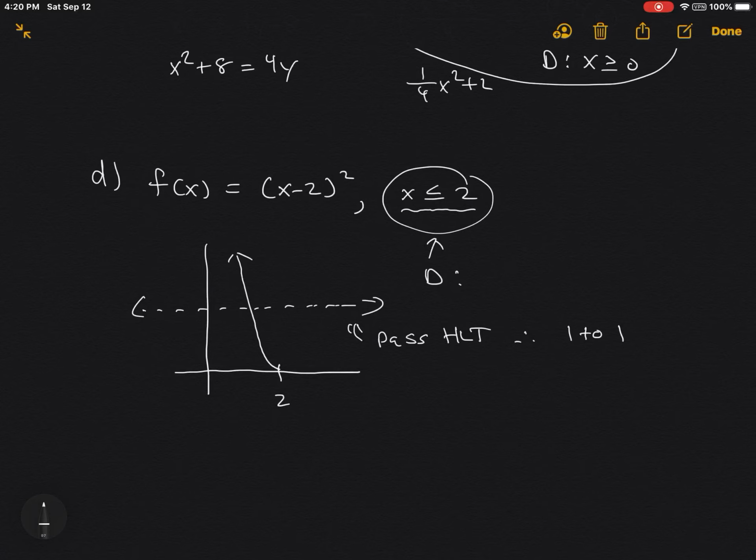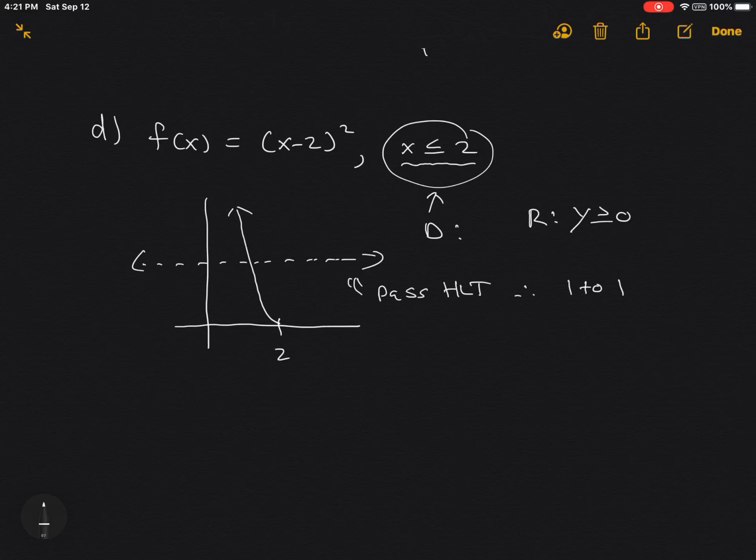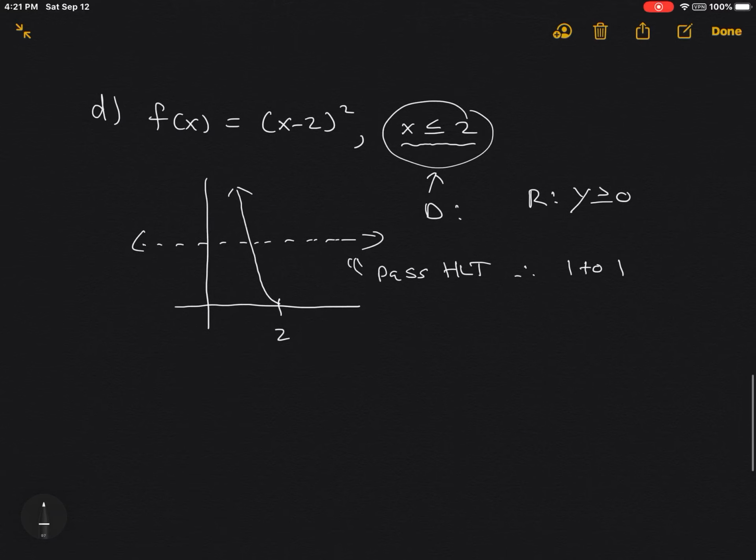Therefore, 1 to 1, therefore it has an inverse. Okay, so the domain is x is less than or equal to 2. The range, right, you can see is y is greater than or equal to 0. So it's always helpful to write the domain and range of the graph. So again, on this one, you don't have to verify algebraically. I'm not going to expect you to do that in the homework or on a quiz or test.